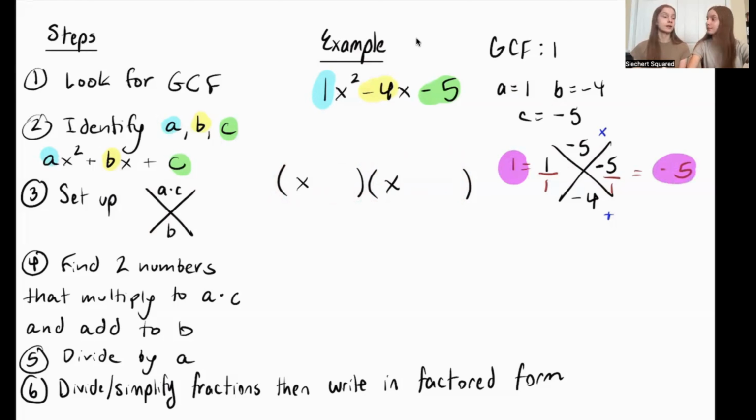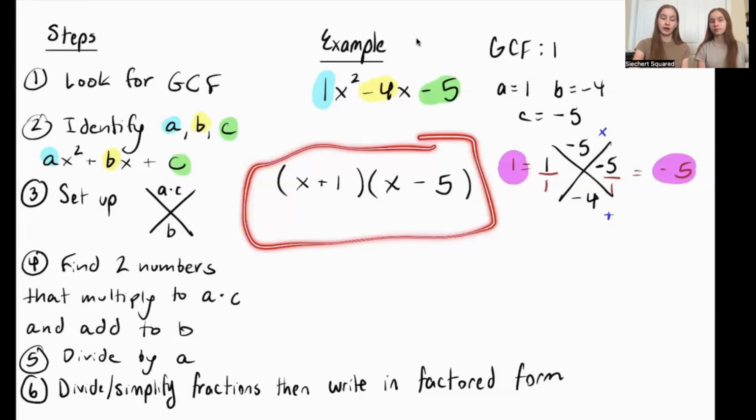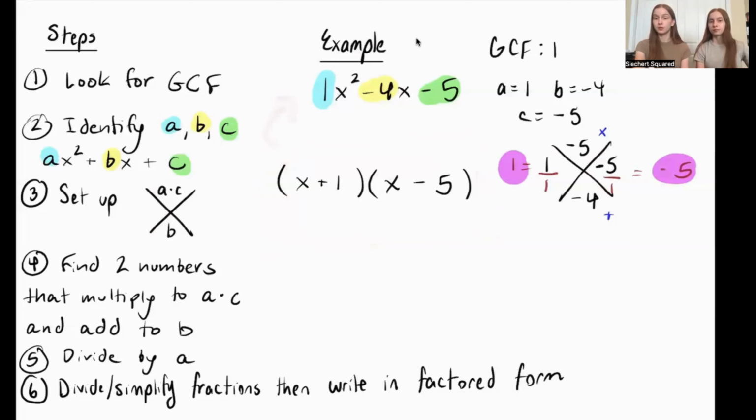And since it's a positive one, we're going to end up putting plus 1. So we're not going to change the sign. And then for the other one, we're going to have a -5 because this was a -5. And actually, if you were to take this and multiply it out, you would end up getting the problem that you started with. So that's going to go ahead and be your answer.